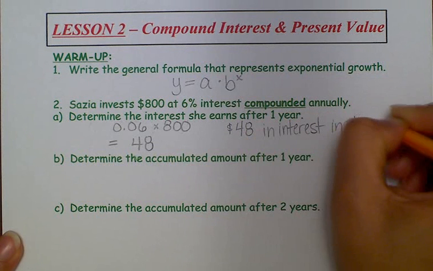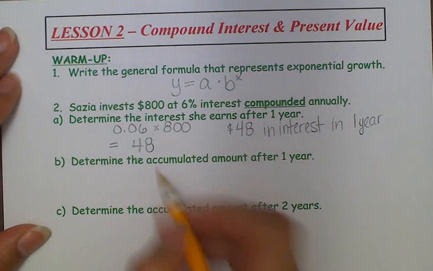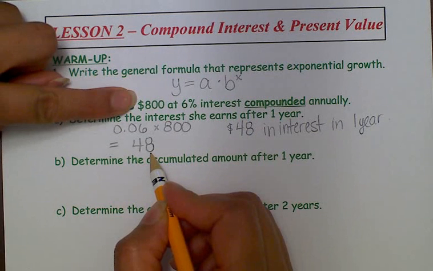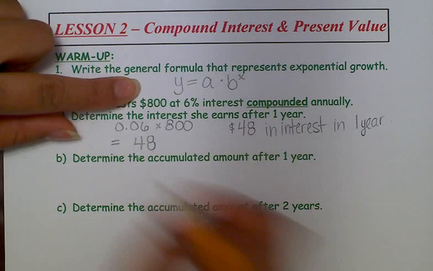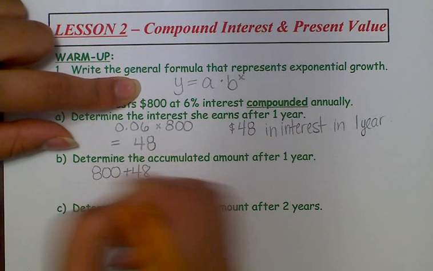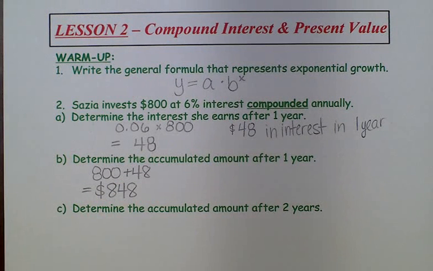Alright, so part B says determine the accumulated amount after 1 year. So if she earned $48 in interest at the end of the year, and she had already invested $800, then that means in total she should have $800 plus the $48, which would be $848. Okay, so at the end of 1 year, she should have $848.